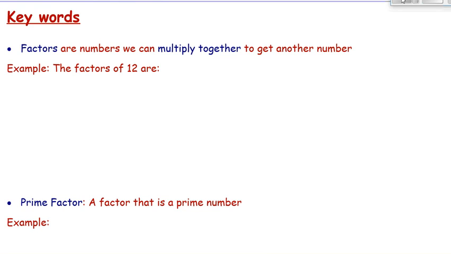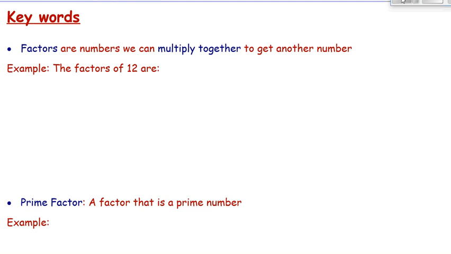Before we look at prime factorization, I want to briefly look at keywords that will help us to understand that concept. So the first keyword is factors. Now, factors are numbers we can multiply together to get another number.